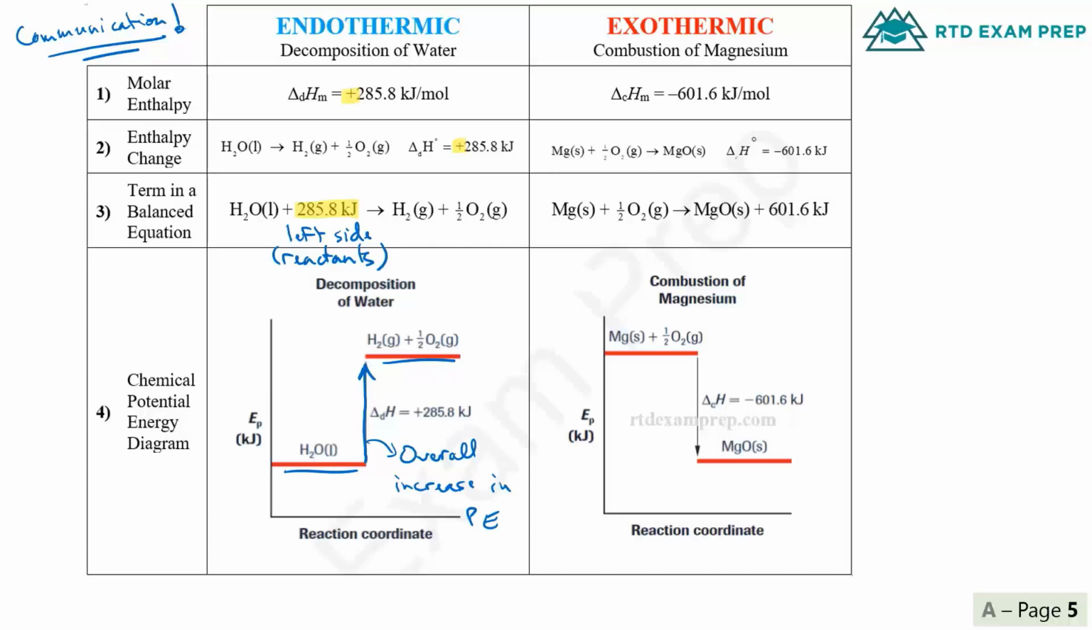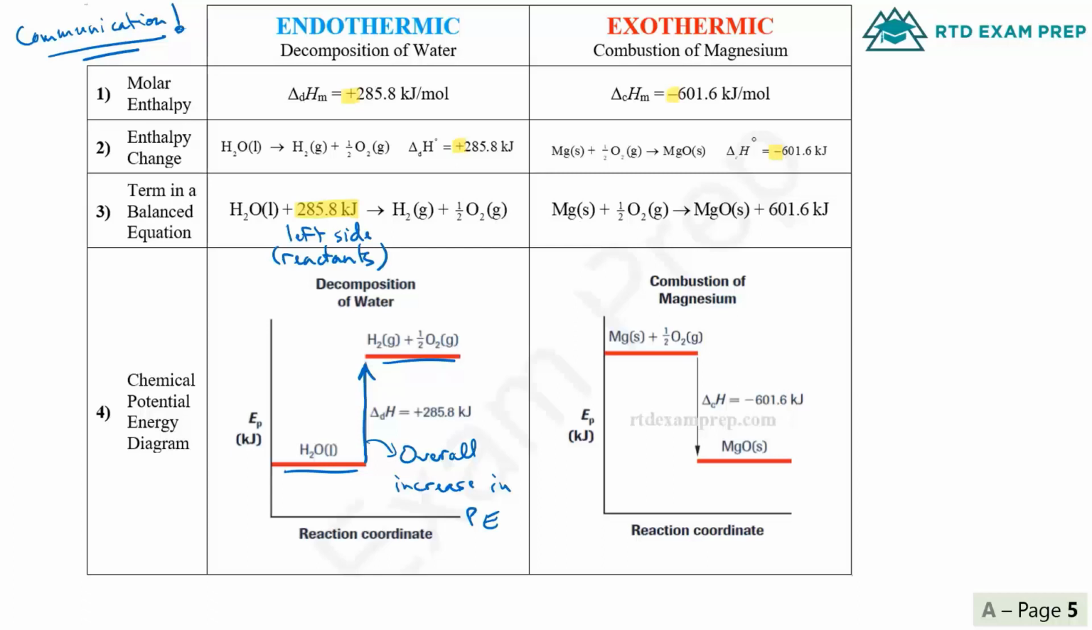For our delta H value, our molar enthalpy value, it's negative for an exothermic reaction. We can also take that enthalpy value and place it next to the balanced chemical equation. Once again, notice how it's negative here.